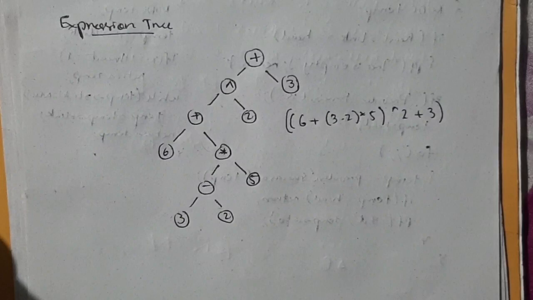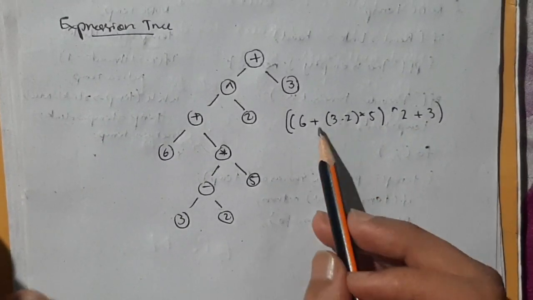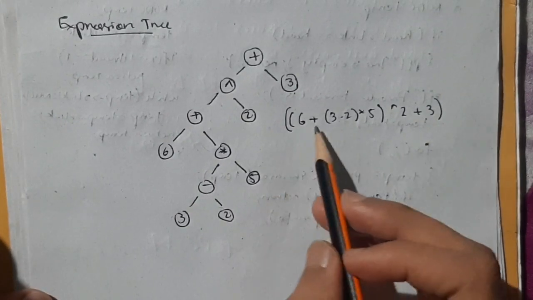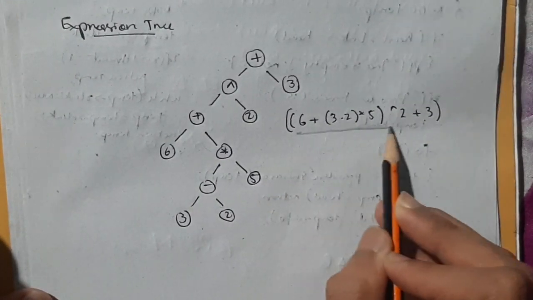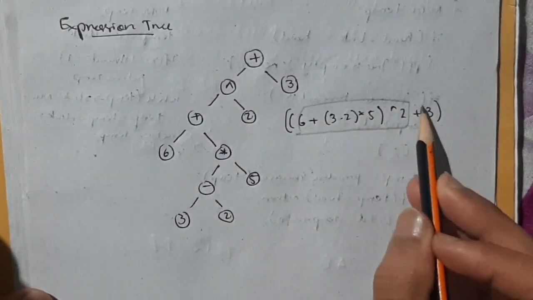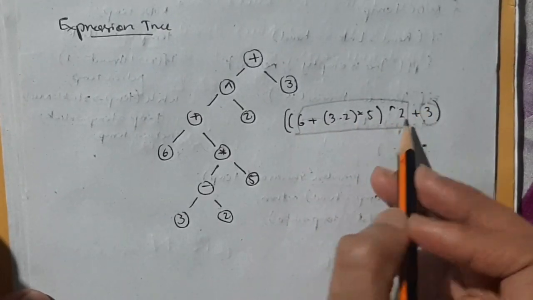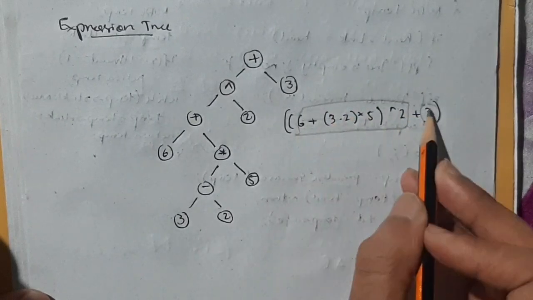Coming to the last topic, which is expression tree. In expression tree, they will give you an equation and you have to construct this tree. Now observe the equation. This can be divided into 2 parts: this whole can be one part, and this can be another part, because this whole is squared, so we can't separate this thing. So this will be one part, this will be the second part.